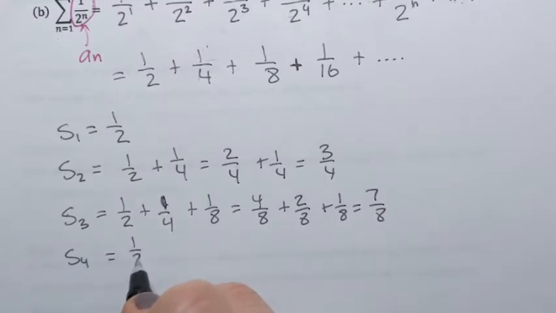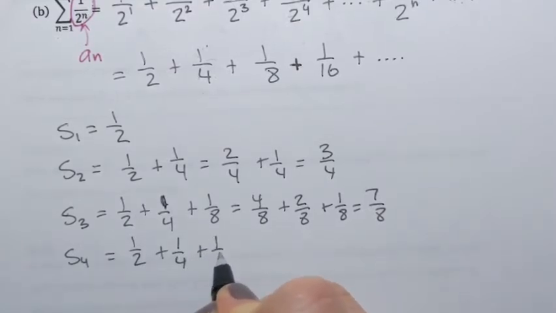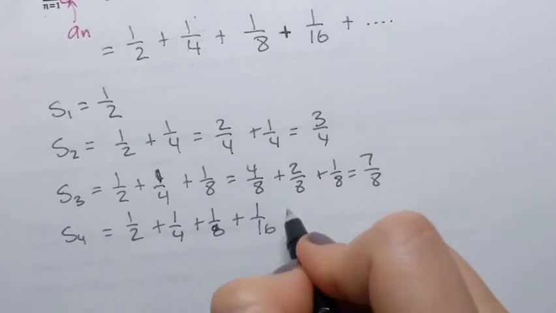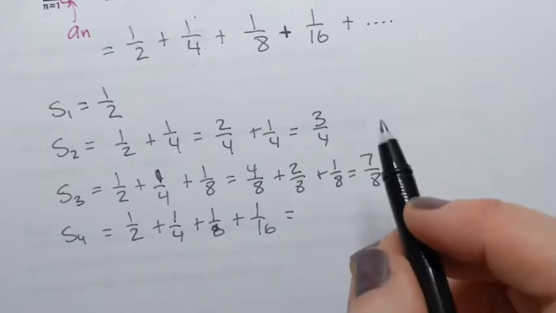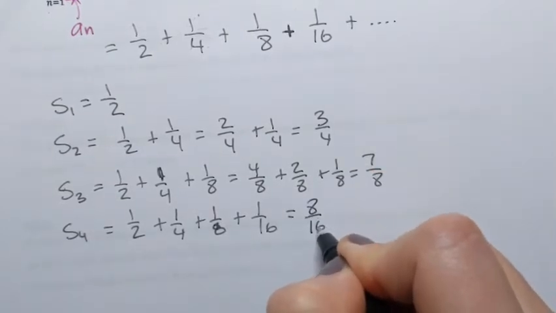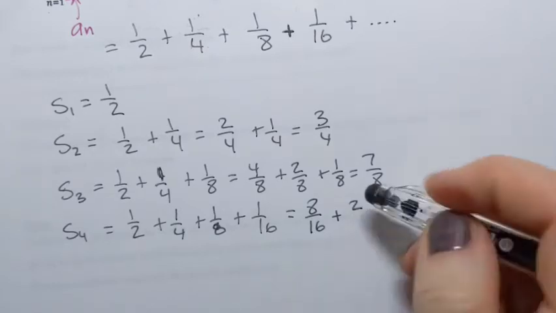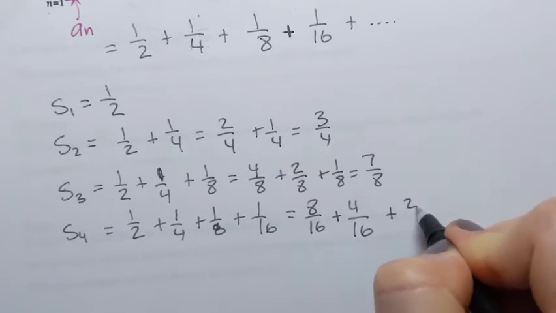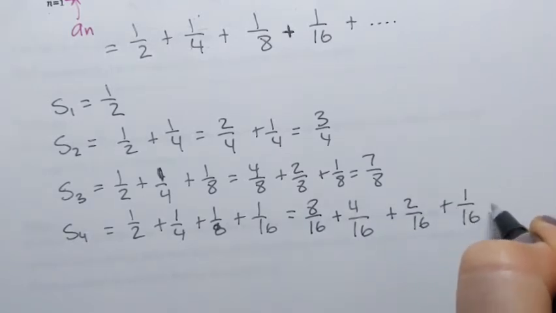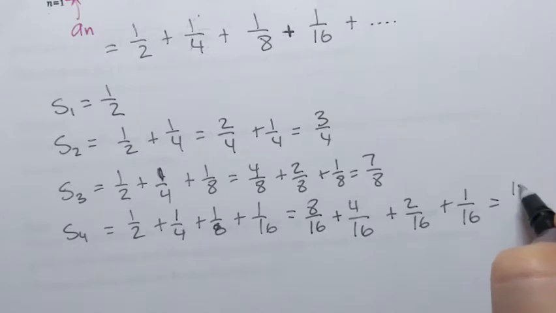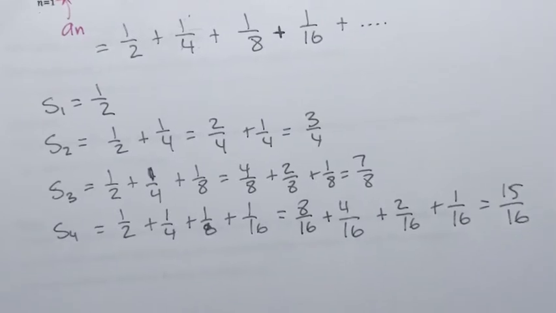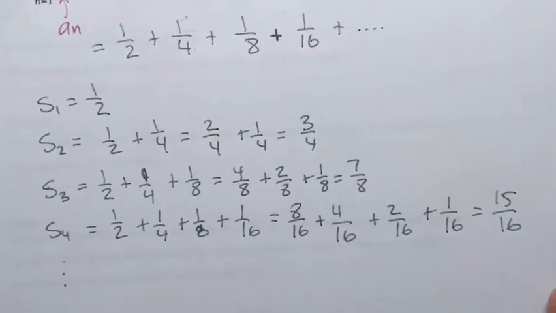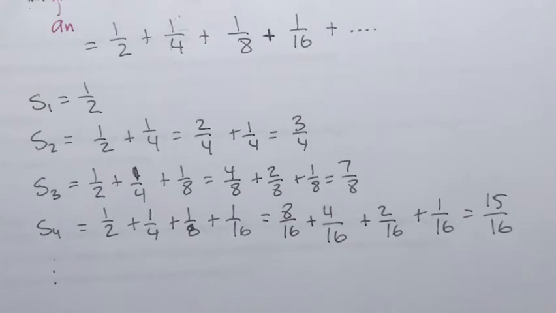And then the fourth sum is like that. So let's see, the LCD is 16. 8 over 16 plus 4 over 16 plus 2 over 16 plus 1 over 16. That is 15 over 16. And we can continue, but let's maybe switch to something else right now.